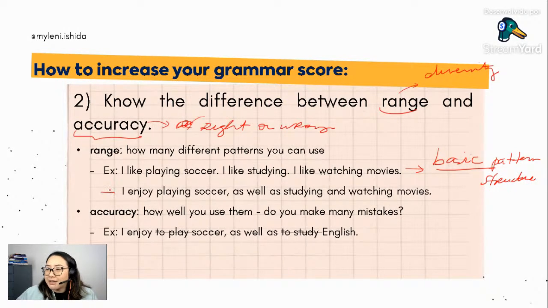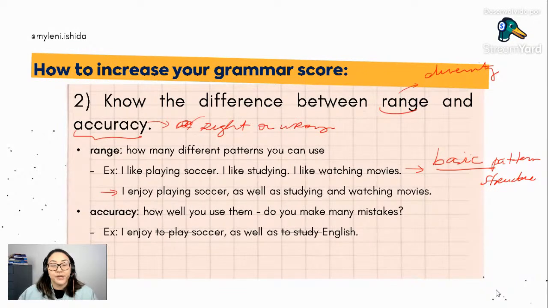Take a look at the second example here. I enjoy playing soccer as well as studying and watching movies. I didn't make these short and strong pauses like I like, I like, I like. Can you see the difference? The second sentence means the same thing as the first one, but it doesn't have only a basic pattern. It's not only basic, it's more complex.